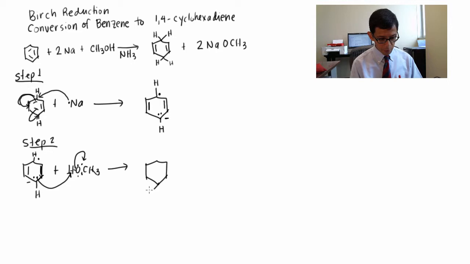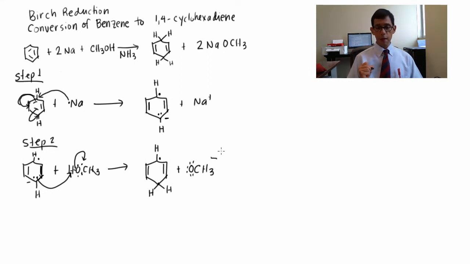You now have two H's at that carbon. You have a pi bond there, a pi bond there. You have an H there, as well as a lone electron. So that is step 2. In the process, you are generating an ethoxide anion, OCH3. We have 3 lone pairs on that oxygen. That is an anion, which is neutralized by that Na plus produced in the first step.